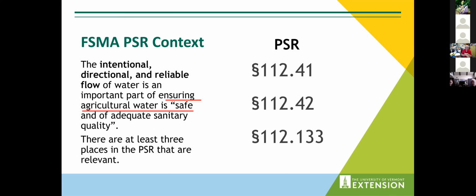So under the PSR, it very clearly states the intentional and directional reliability of water flow is important for ensuring agricultural water is safe and of adequate sanitary quality. And it's mentioned at least 3 times in the PSR. And we're going to go into each one of these in a little bit more detail.